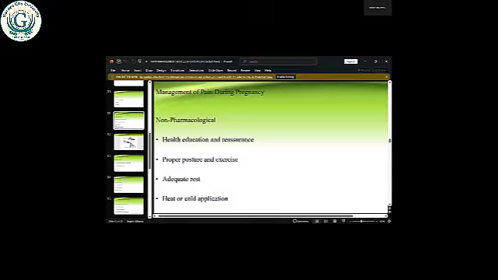Non-pharmacological methods are preferred first-line approaches during pregnancy because they are safe for both mother and baby. They help relieve common pregnancy-related pains such as back pain, pelvic pain, leg cramps, and headaches without using medications. And we give our first point to be health education and reassurance.